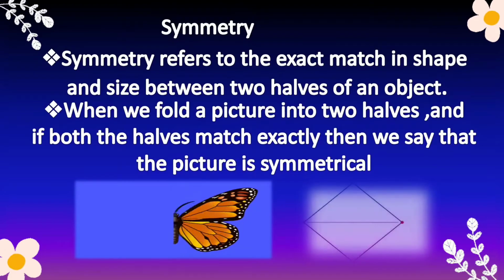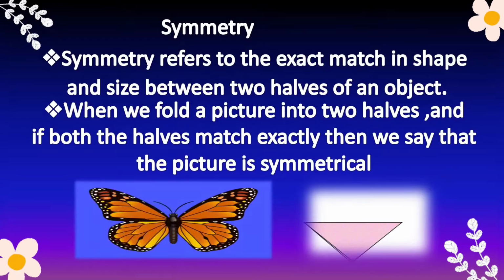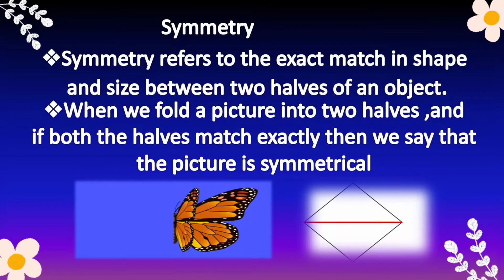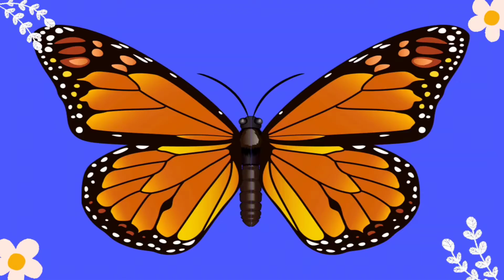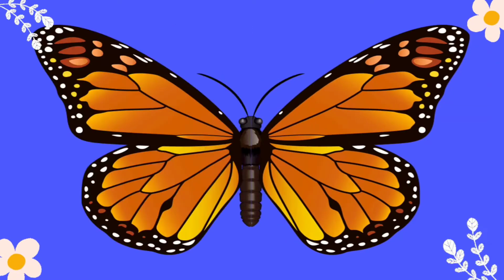Here you can see a paper folding. When I fold this, both the halves match exactly. So it is symmetrical. Now look at the butterfly. Is it symmetrical or not? Yes. You can see both the halves match exactly.